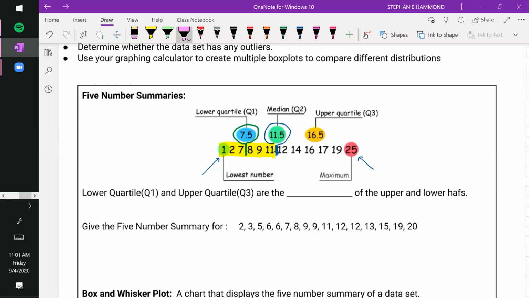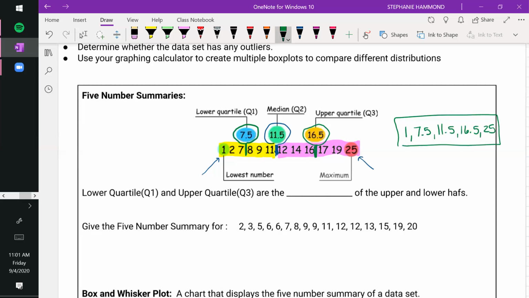And then we do the same thing for the upper quartile. We look at just the upper half, not including the median itself, and I find the median of that half, which is right in between 16 and 17. And the number directly in the middle of 16 and 17 is 16.5. So our 5-number summary for this data set is 1, 7.5, 11.5, 16.5, 25. And when you're given a 5-number summary, all you're given is those 5 numbers.